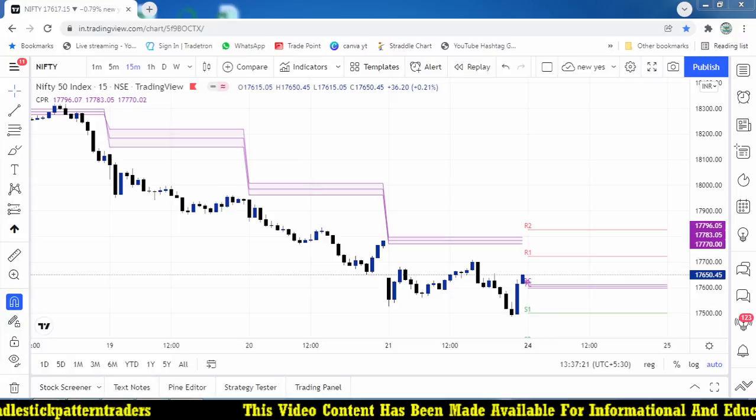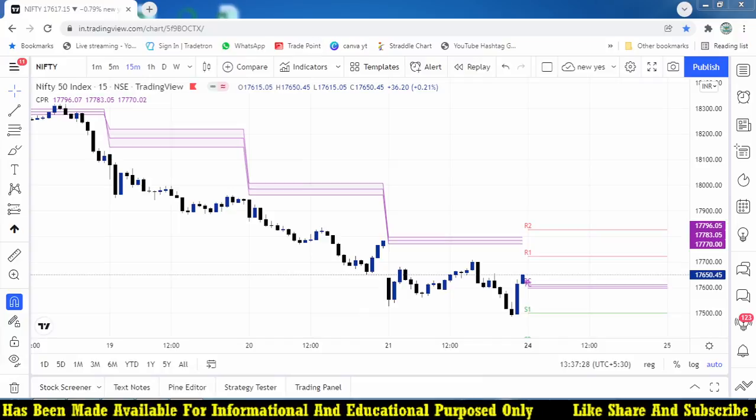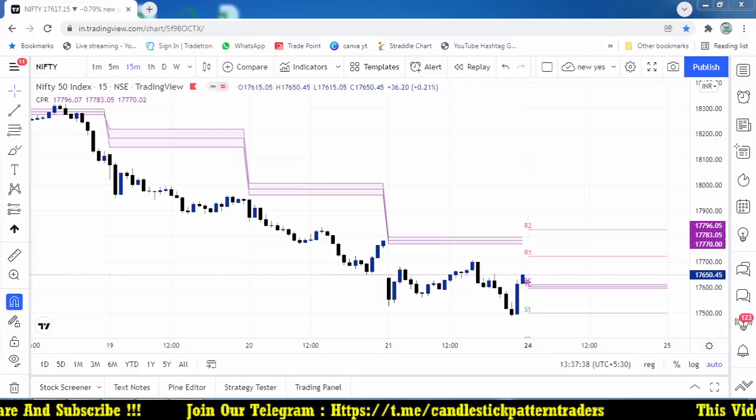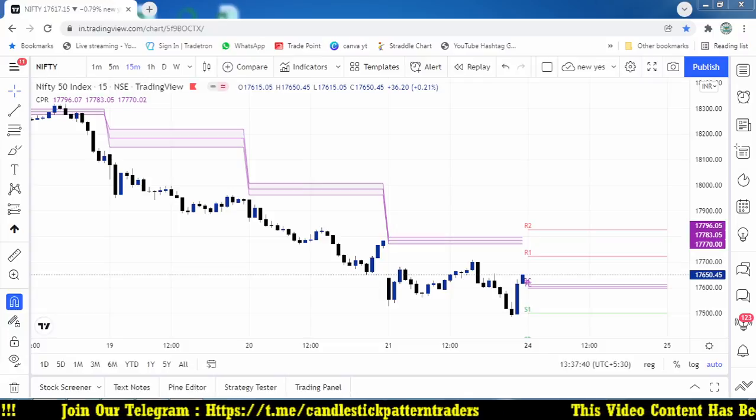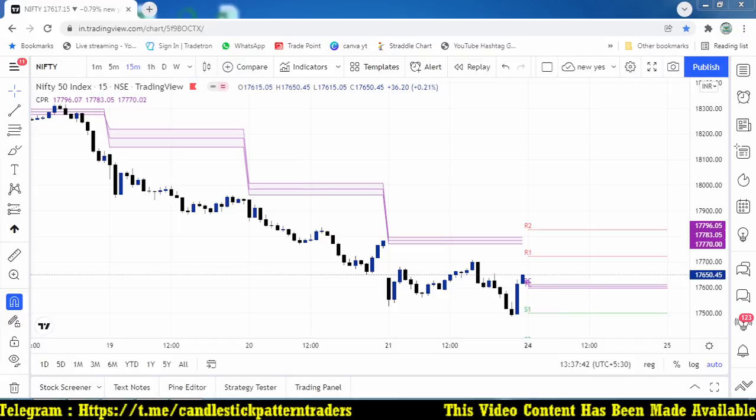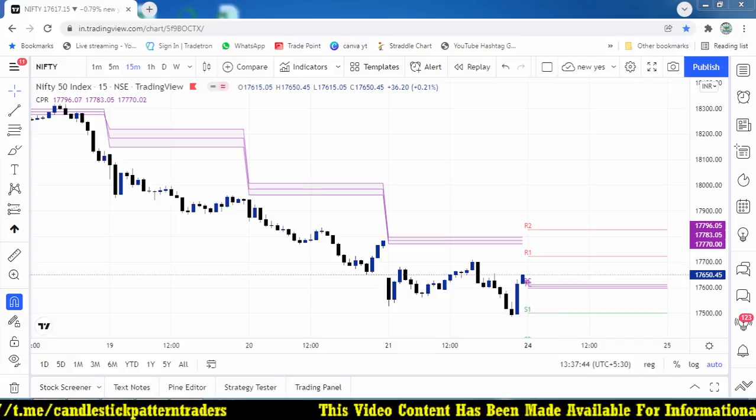First of all, I'll tell you about the CPR indicator. It is based on price levels. It is not about an accelerator, it is about a price level. Based on yesterday's price range, we are deriving the CPR level for today or tomorrow. It is calculated by the high, low and close price. So how is the CPR calculation made?